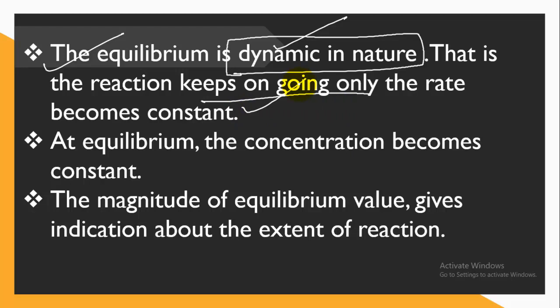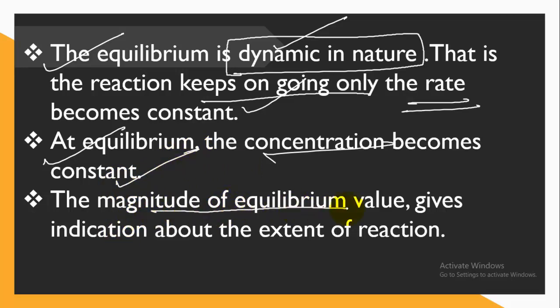I'm repeating it again and again. At equilibrium, the reaction keeps on going. Only the rate and the concentration become constant. At equilibrium, the concentration of reactant becomes equal to concentration of products. That means concentration becomes constant.